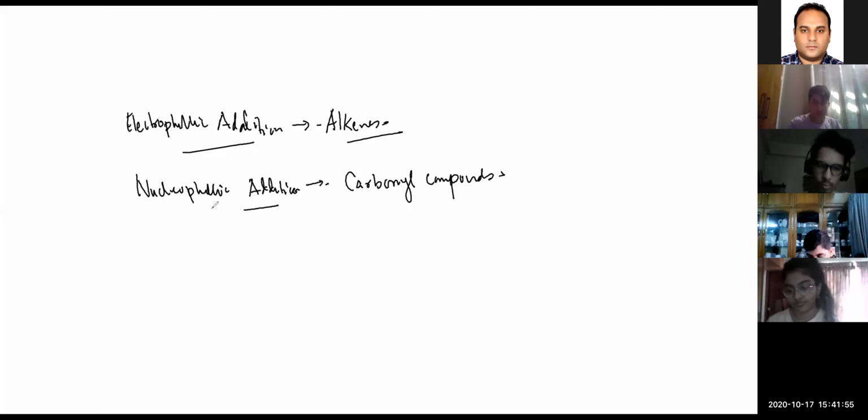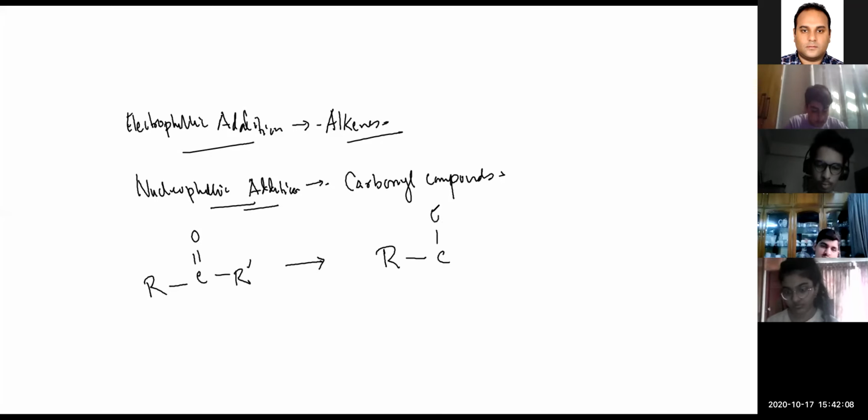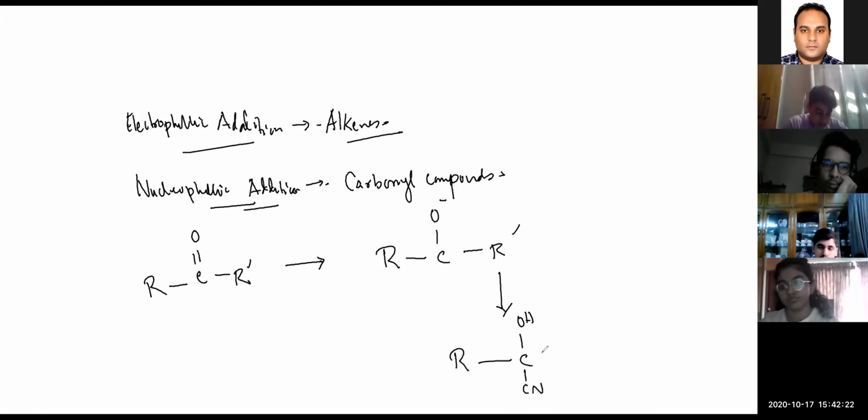So nucleophilic addition: a carbonyl group becomes R C bond O minus and R prime, which eventually becomes R C OH CN R prime. Nucleophilic substitution.